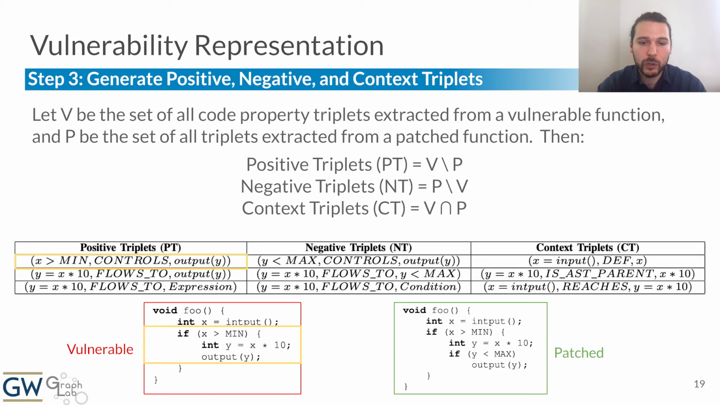We can see the positive triplet captures a key relationship of the vulnerable function, which is that the call to x greater than min directly controls the call to output y. Similarly, the negative triplets capture a key relationship of the patch, which is that y less than max now directly controls the call to output y. Also, we can see that the context triplets capture relationships that are general to both the vulnerable and patched function, such as the variable x is defined based on a call to the input function.